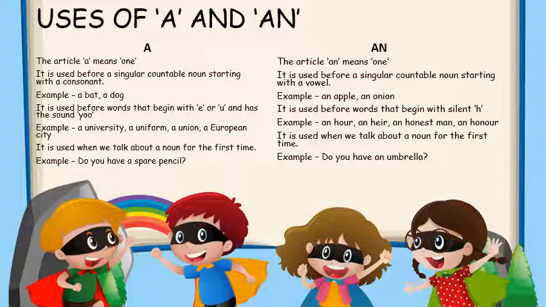Our third point is it is used when we talk about a noun for the first time. Same as the a point. An is also the same. When you use a noun for the first time, you use an. Example, do you have an umbrella? So umbrella is singular, countable, and it starts with a vowel. It is used for the first time, so we use an along with it.